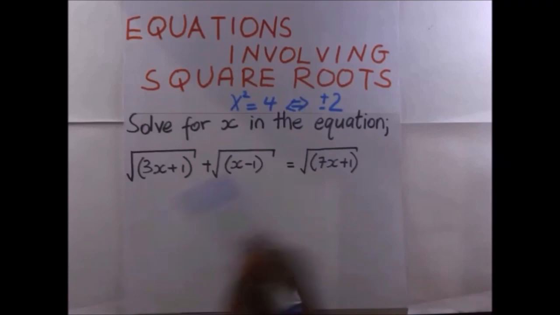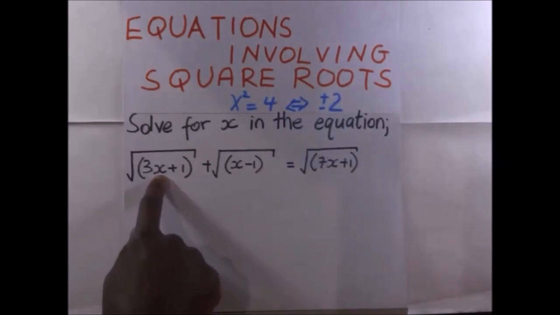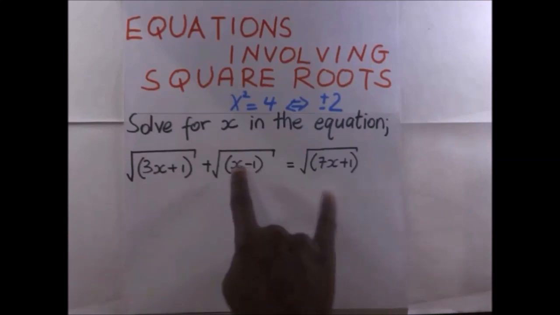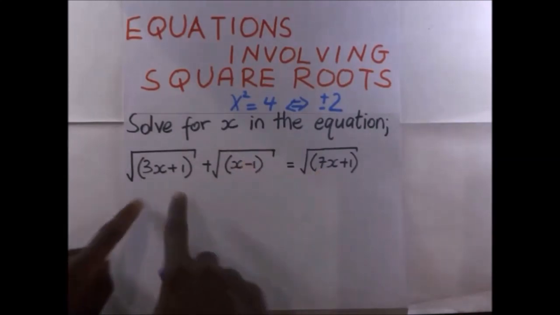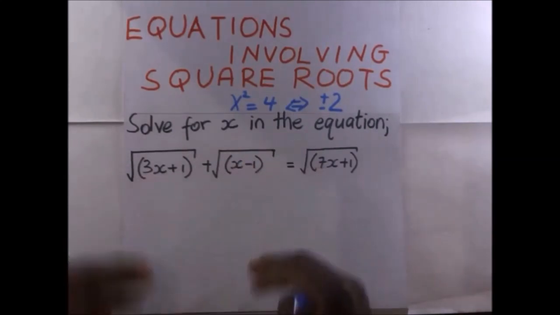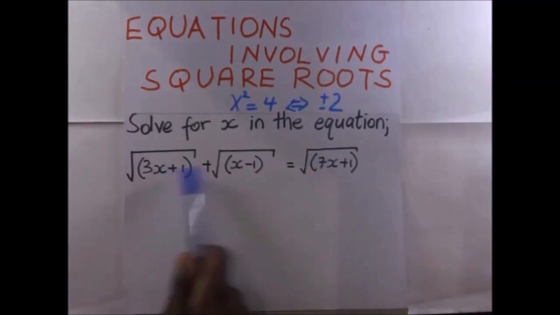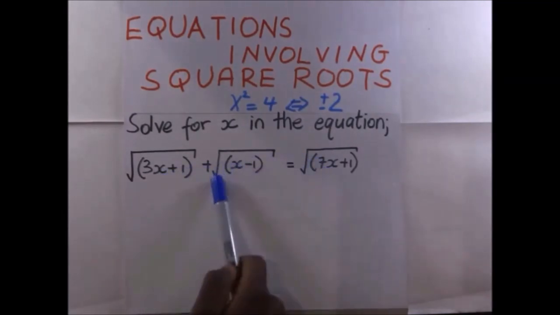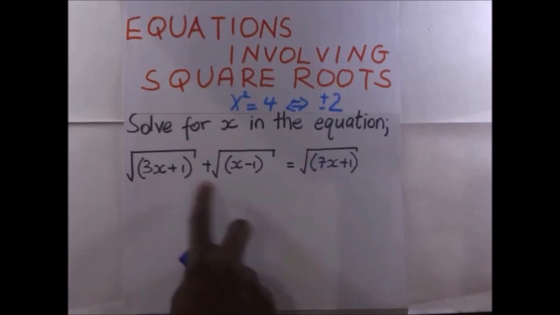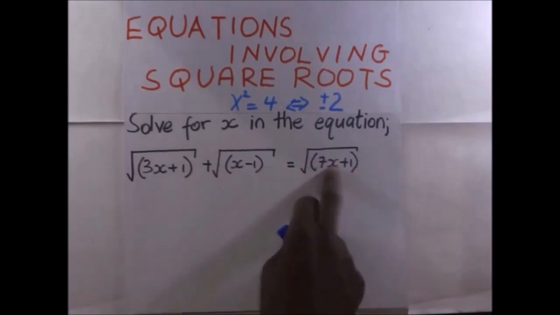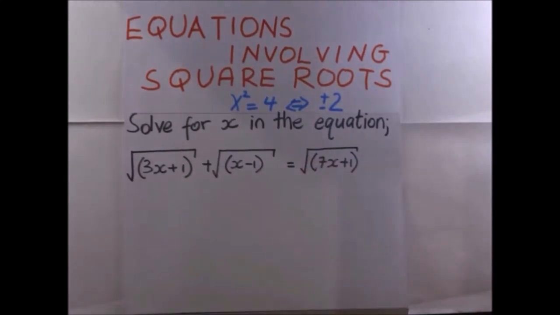Because since we have created some extra solutions, it means that some of those solutions will not be consistent with this. So we are going to solve for the value of x. After getting the value of x, we are supposed to come back and fill them in here. If it is consistent, that when we fill it here it satisfies this equation, then it means that value of x is correct. If it does not, then it is not.